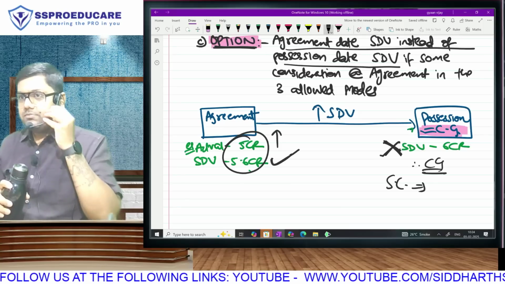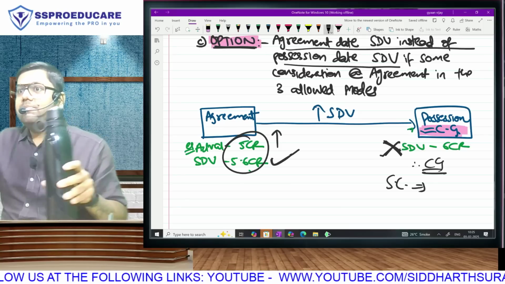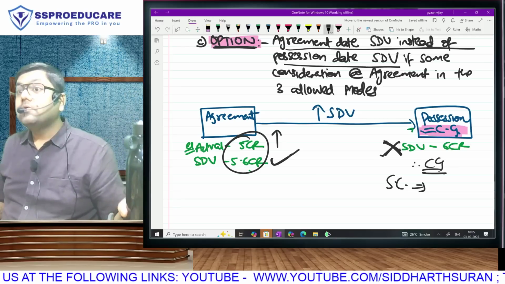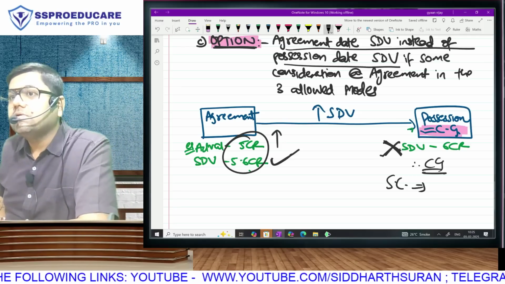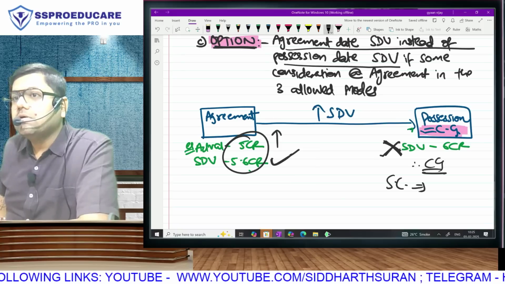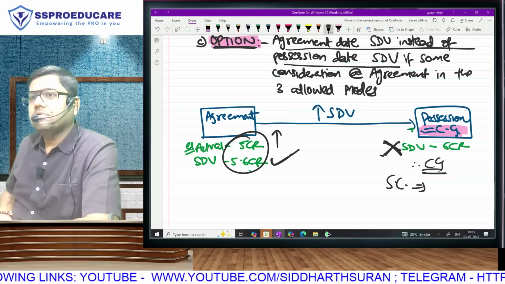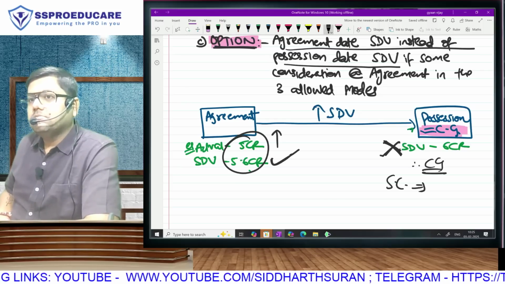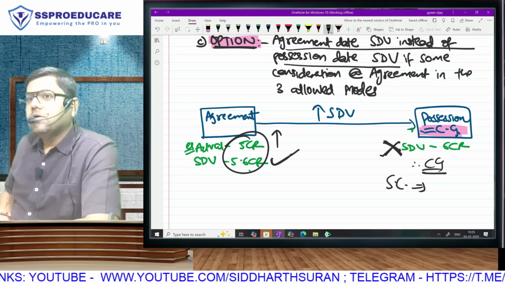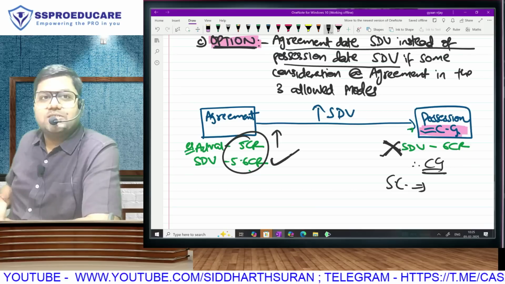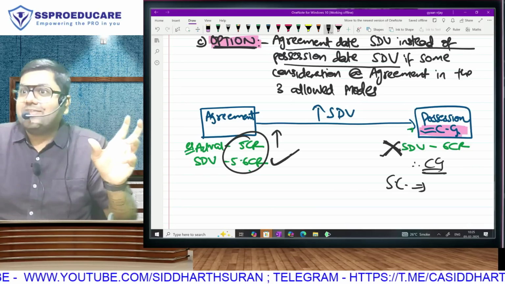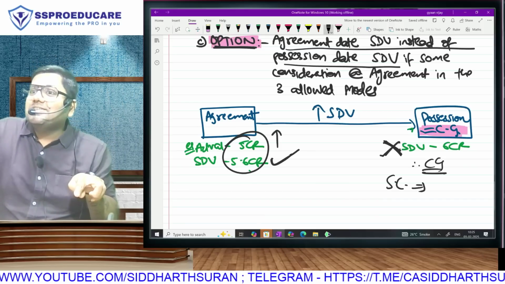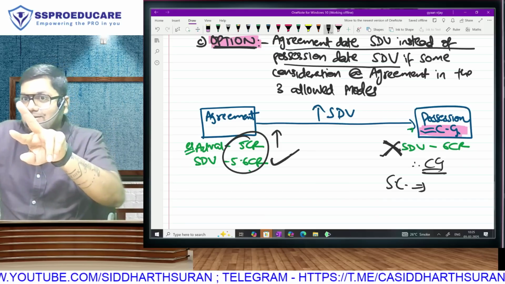5.6, no? Actual 5 and agreement date stamp duty value 5.6 crore. Sale consideration I am asking, for calculation only. What will be the sale consideration? 5 crore will be compared with 5.6 or 6. We have to choose one of them.